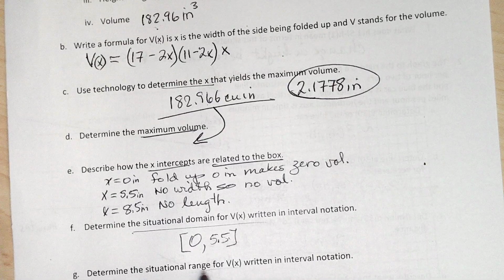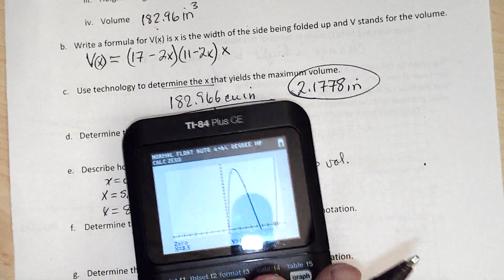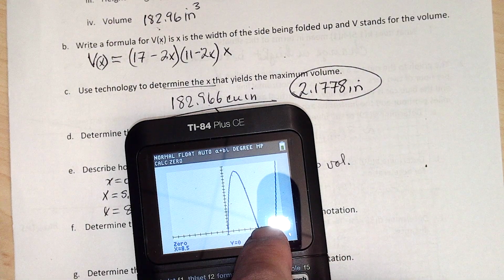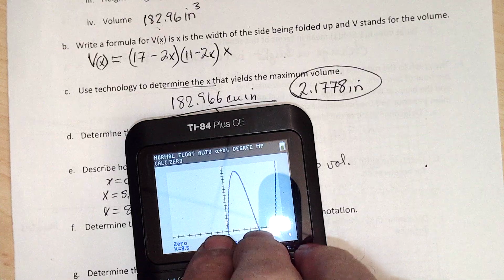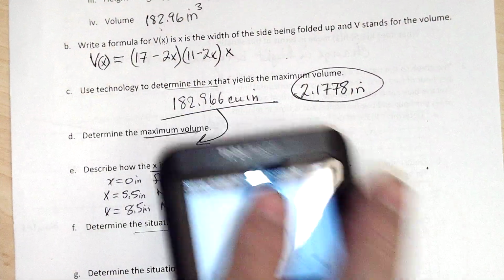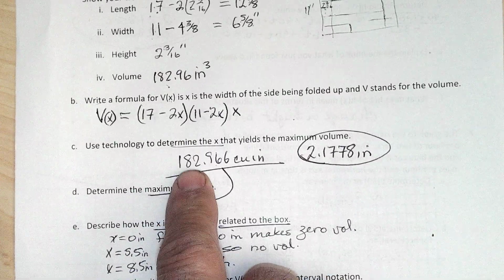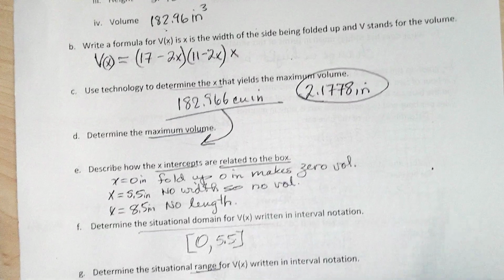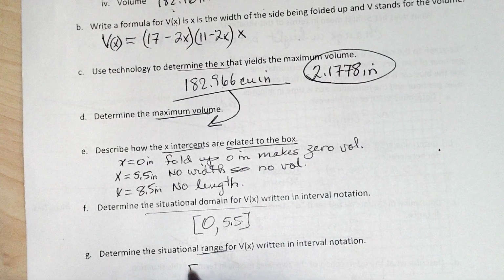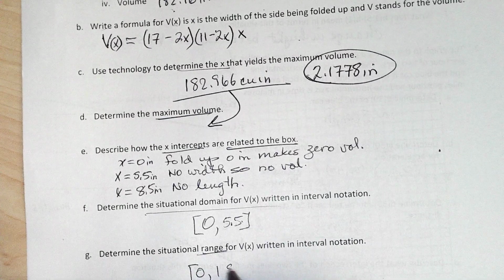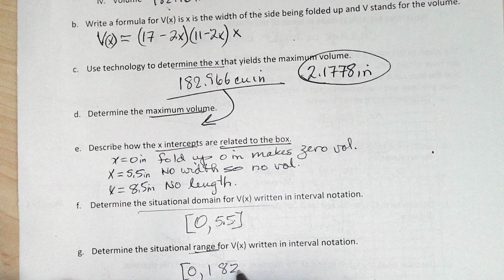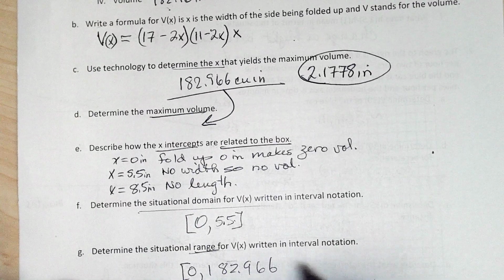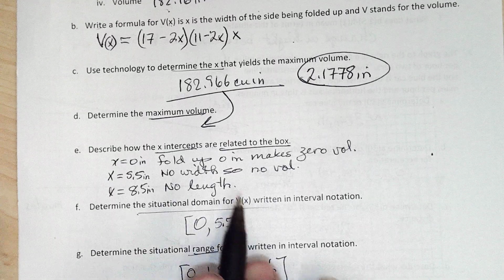And the situational range, so if we're only looking from here to here, the range goes from 0 up to that height of 182.966. So the range is from 0 to 182.966. And that's in cubic inches, and that's in inches.